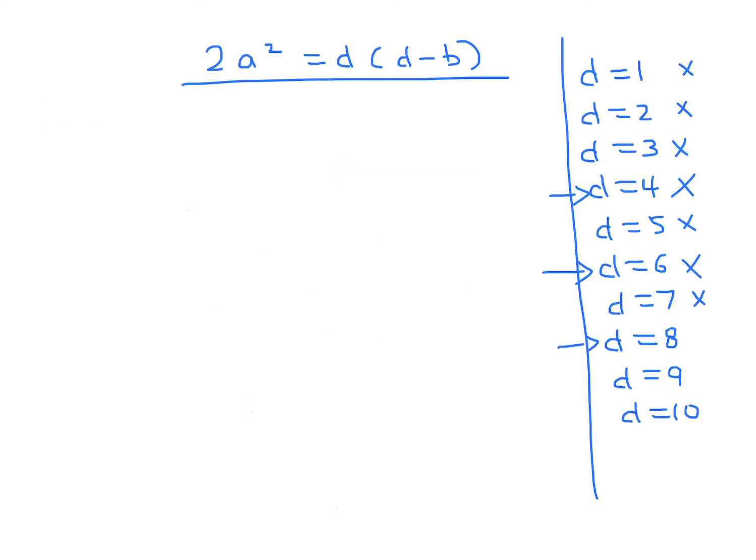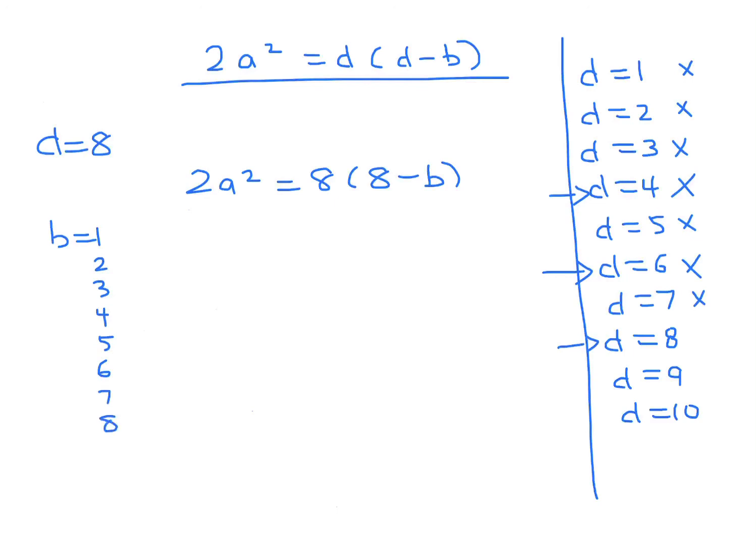Let's try D equals 8. D equals 8, that means 2a squared equals 8 times 8 minus b. And we've got to figure out this for b equals 1 all the way up to 7. Like that. And I'll let you do this. And if you do, you'll find that the only value that this works and gives integer solutions, where a and b are not equal, is b equal to 7.